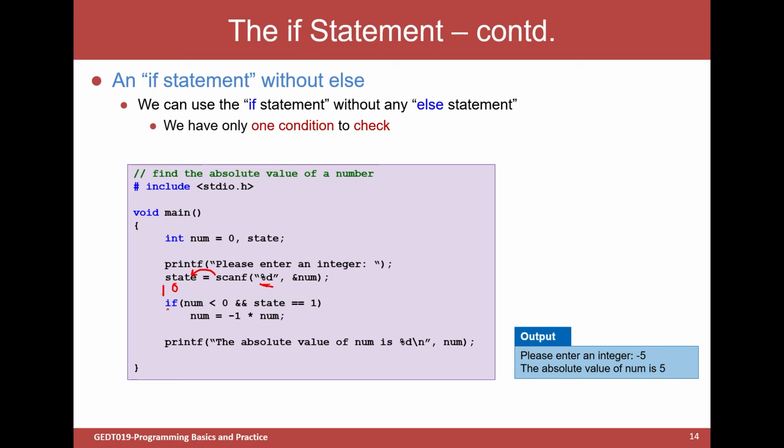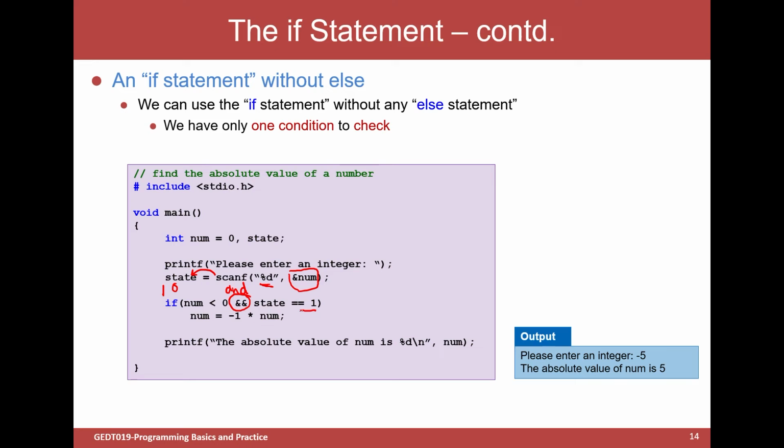So here I say, if num is less than 0. So whatever num you inserted, if it's less than 0, that means it's a negative number, and stat is equal to 1. So here this one means and. I believe you saw this one before. I already explained this one when we talked about the while loop, if you remember. So this one means I have two conditions here. I'm checking two logics: number must be less than 0 and stat is equal to 1.